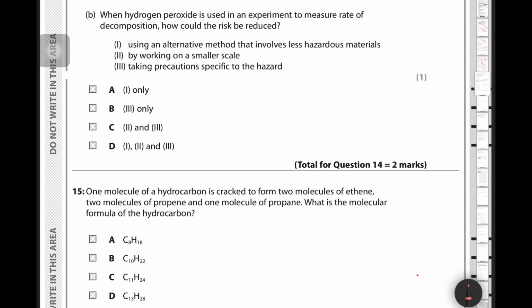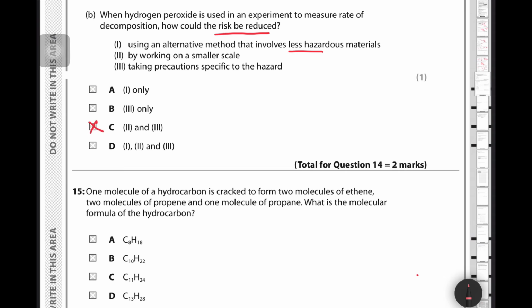So this question is saying, when hydrogen peroxide is used in the experiment to measure the rate of decomposition, how could the risk be reduced? Using an alternative method that involves less hazard, working on a small scale, or taking precautions. Now, I cannot use any alternative method because that would not work. So what we can do is work on a small scale, and we can take precautions while doing the experiment. So the answer is C.